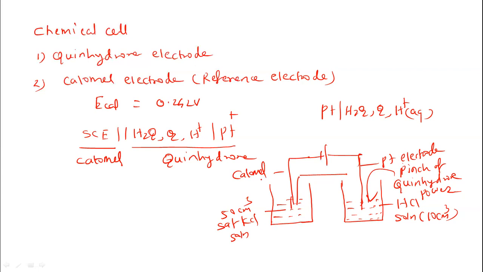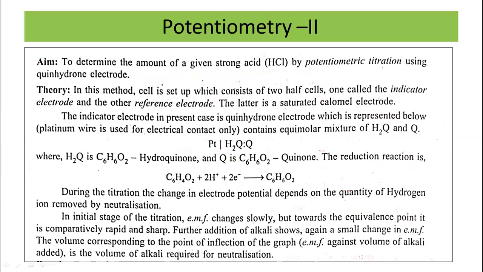The two electrodes: the calomel electrode is connected to the negative terminal, and the quinhydrone electrode is connected to the positive terminal. So we are going to determine the strength of the HCl, the amount of the HCl present here, by titrating it with the solution of NaOH, a potentiometric titration. So let us see here the quinhydrone electrode.